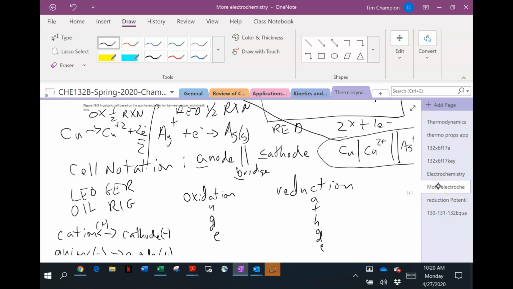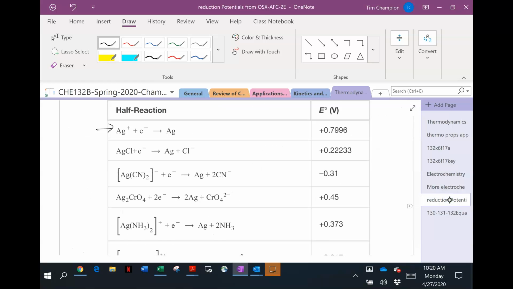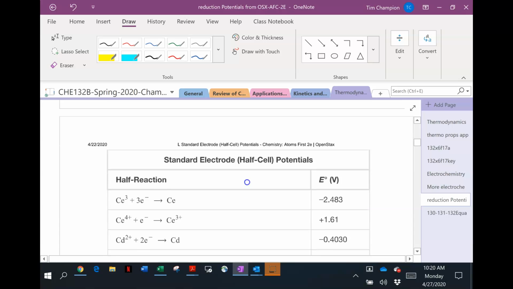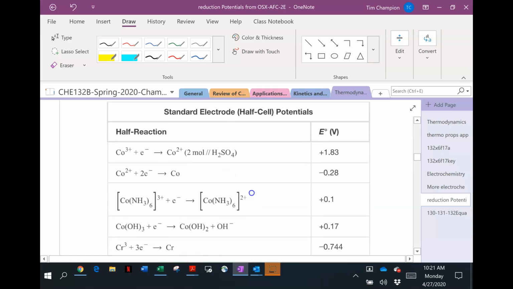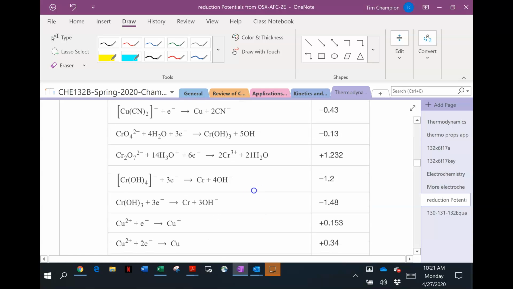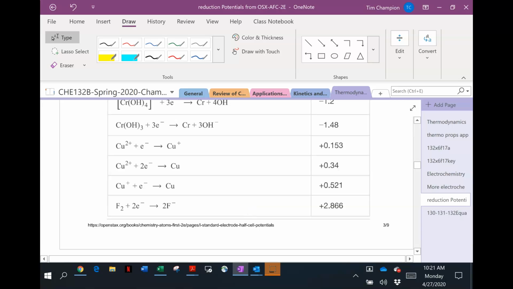So this reaction is written with a half reaction potential of 0.796 volts. And then looking for our copper value, since these are reduction potentials, we're going to look for copper metal going to copper plus 2, or copper plus 2 going to copper metal. And so we have this one right here. Copper plus 2 going to copper metal is positive 0.34.